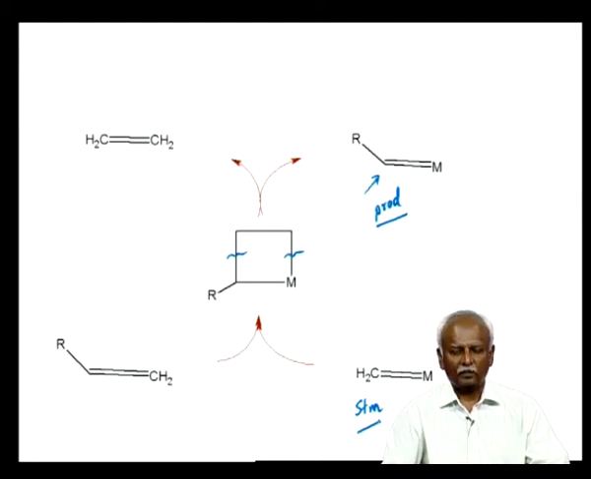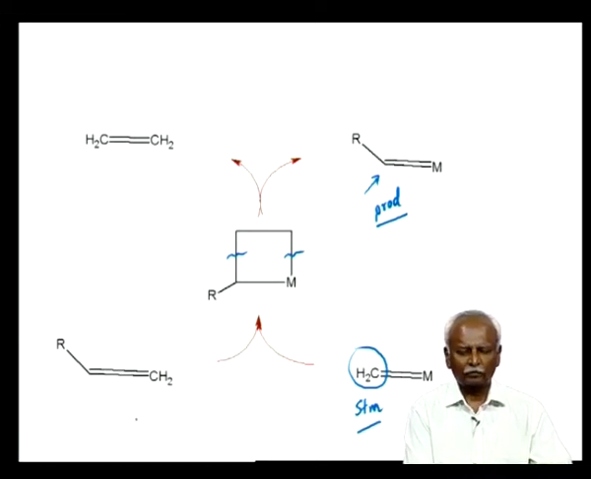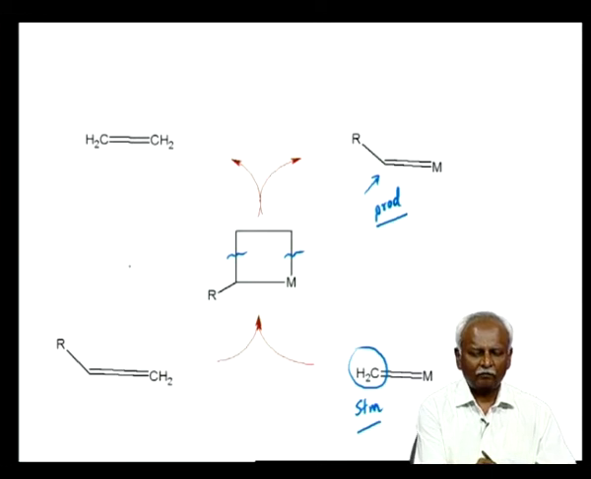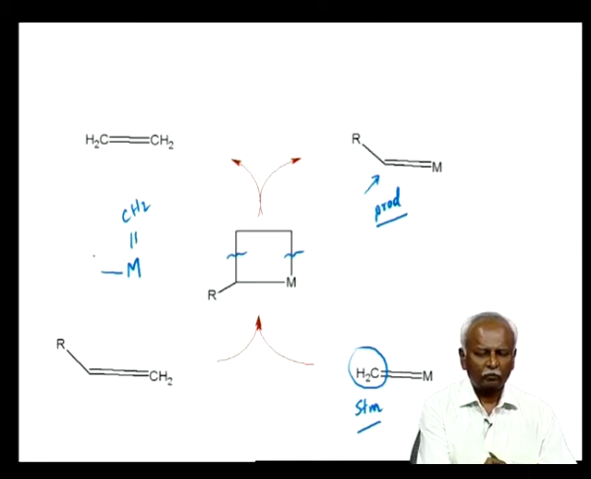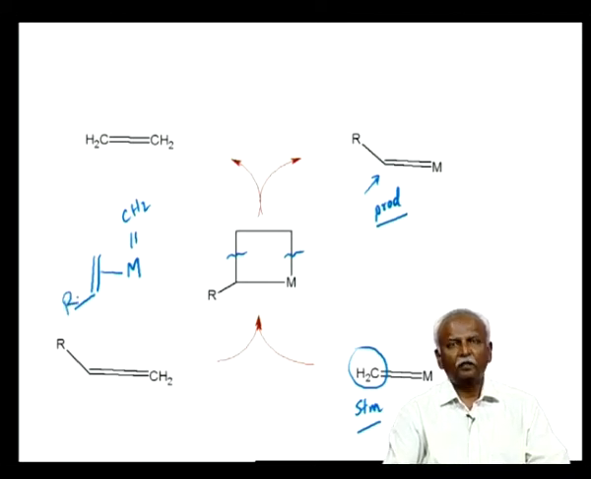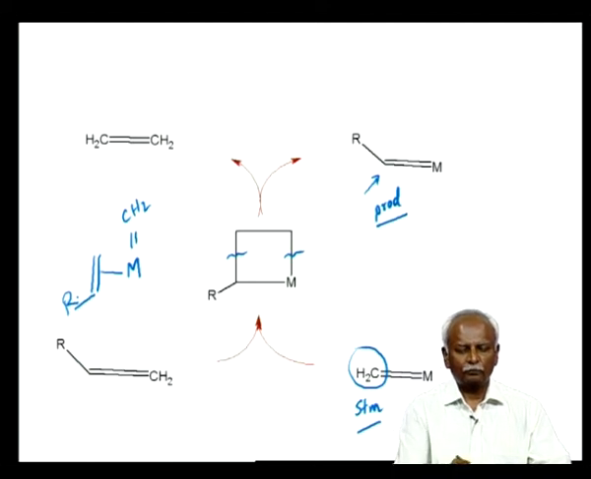Now, how can this reaction happen? This is in fact an example where you have 2 neutral species. One is a methylene group which is attached to the metal, and the other is an olefin. So, an intermediate where you have MCH2, a carbene coordinated to an olefin like this can react together and form a metallocyclobutane.